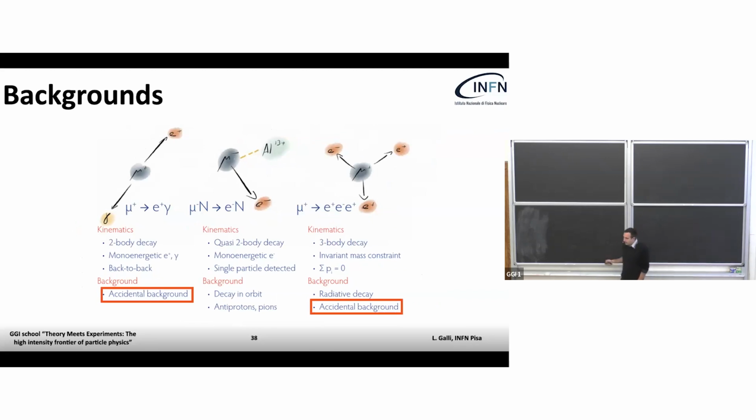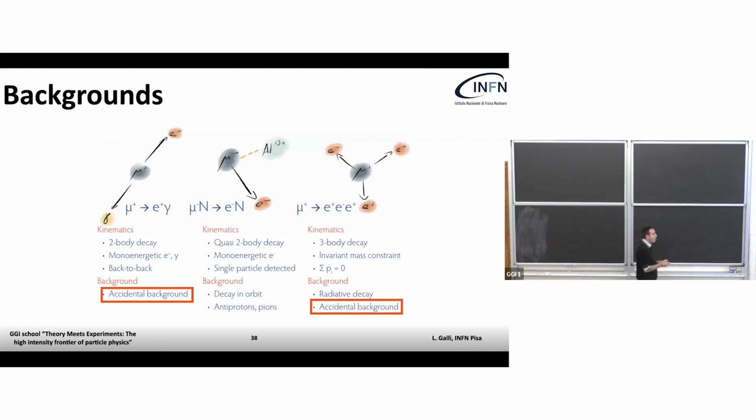And the accidental background scales like the instantaneous beam rate. And so, two beam lines that give you 10 to the 7 muons per second, in case that beam is continuous, then the accidental background is at a certain level. If it's pulsed, it means that in a short amount of time you have more muon decays, and then you are killed by accidental background. So what counts is not the average beam intensity but the instantaneous one. And if instantaneous is identical to the average, then you keep the accidental background under control. And that's why mu to e gamma and mu to 3e are at PSI, because there the muon beam is continuous.